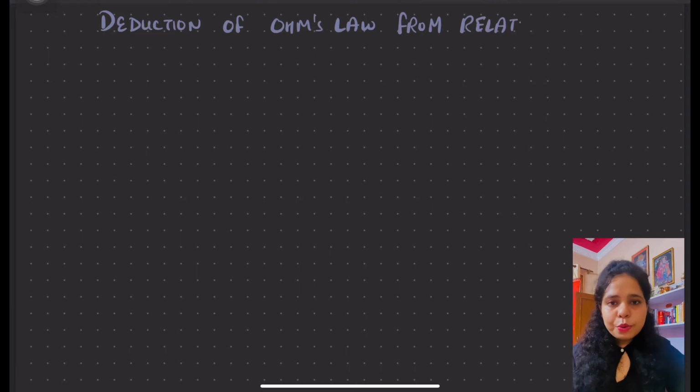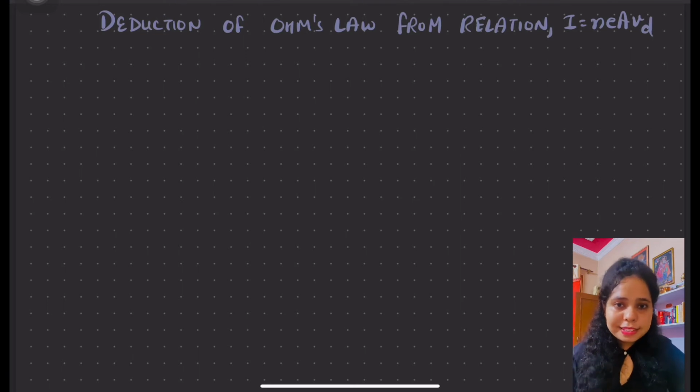Now from this expression we can easily find Ohm's law. This is again an important point to know, how we can determine Ohm's law from the relation I = neAVd. We will start from this relation only because we are going to deduce Ohm's law from it.